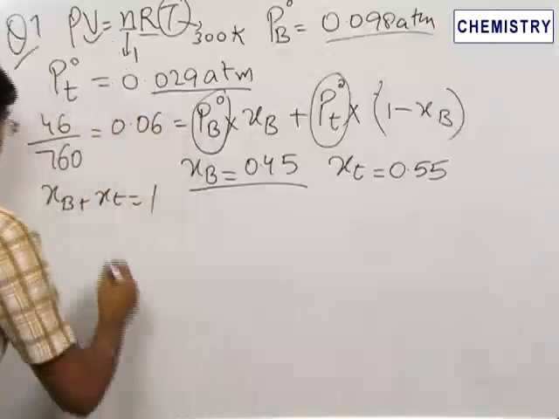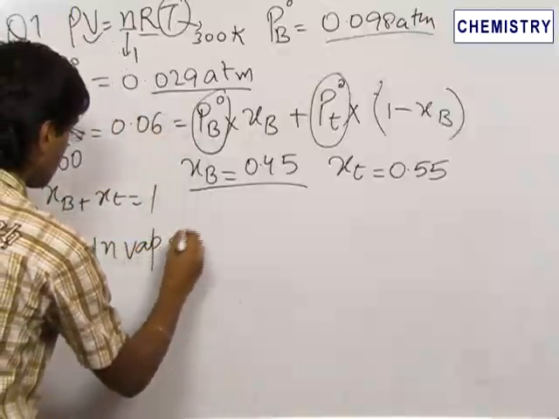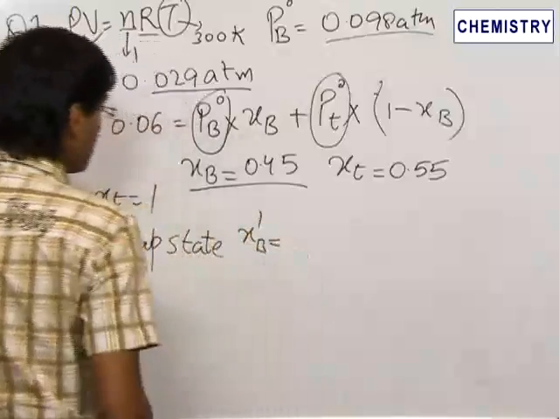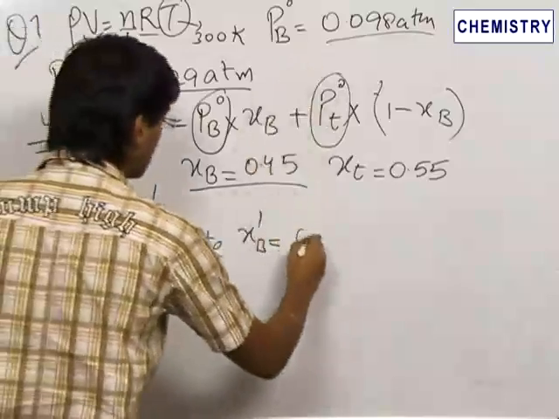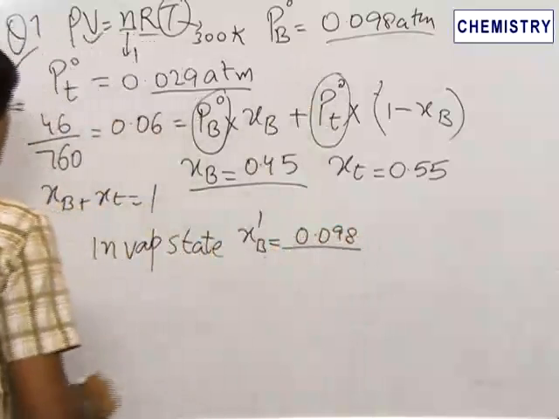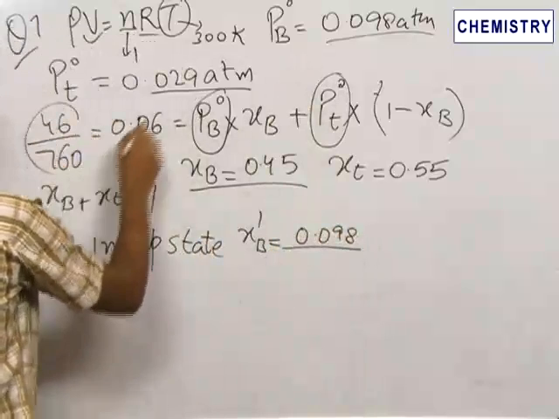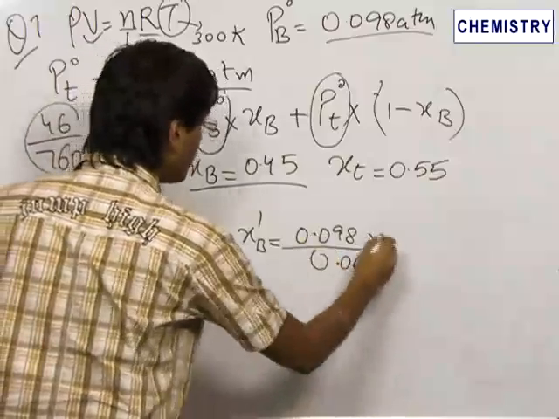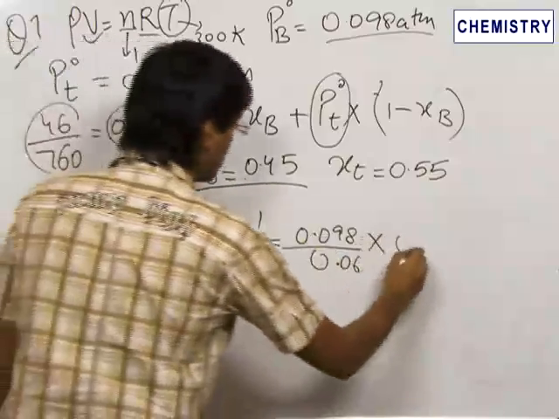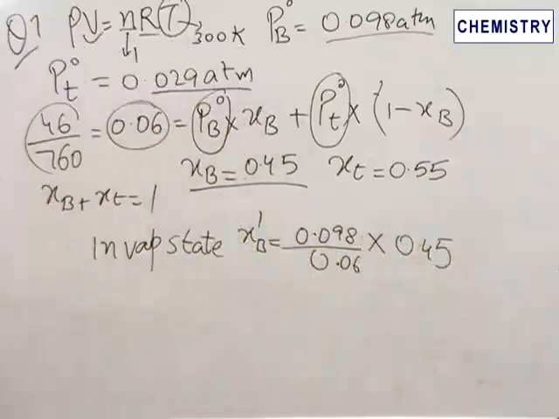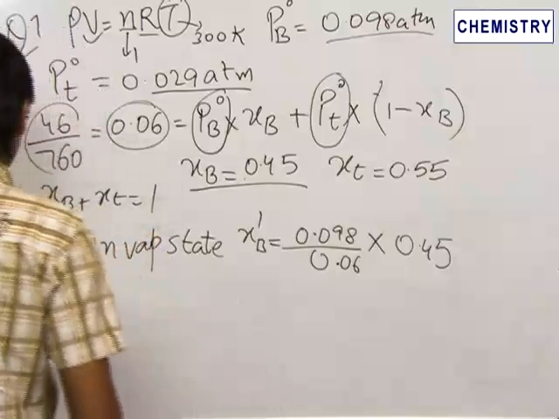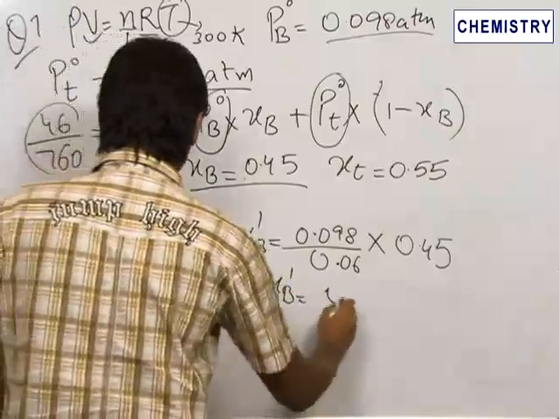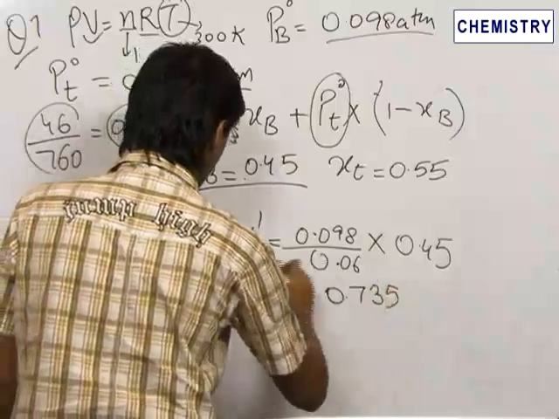Now our final job which remains is to find the mole fractions of benzene and toluene in the vapor state. In the vapor state, the mole fraction of benzene will be equal to the pressure of benzene, which is 0.098, divided by the total pressure, which we calculated to be equal to 0.06, into the mole fraction of benzene in the liquid state. This is the mole fraction of benzene in the vapor state. On solving, this comes out to be equal to 0.735.